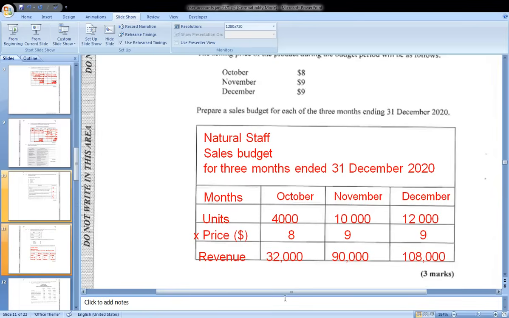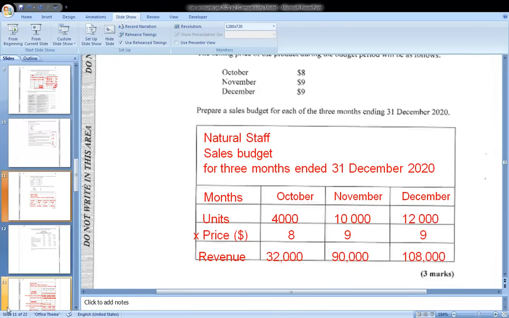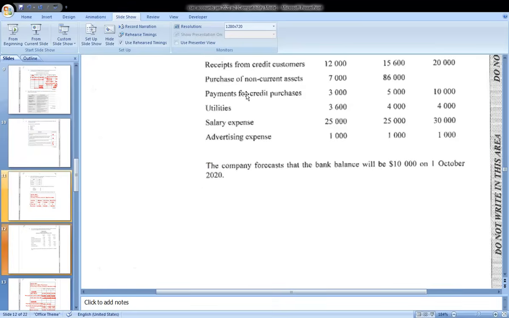So we simply multiply that to get our revenue. So 8 times 4,000, that's $32,000. 9 times 10,000, $90,000. 9 times 12,000, $108,000. That's what your sales budget should look like. Let's go, and that's 3 marks for that. Let's move on to the next part of the question now.